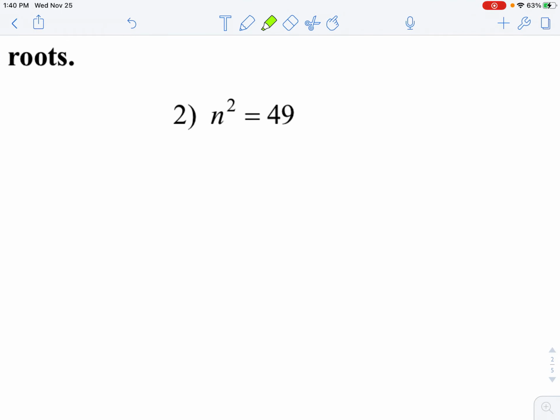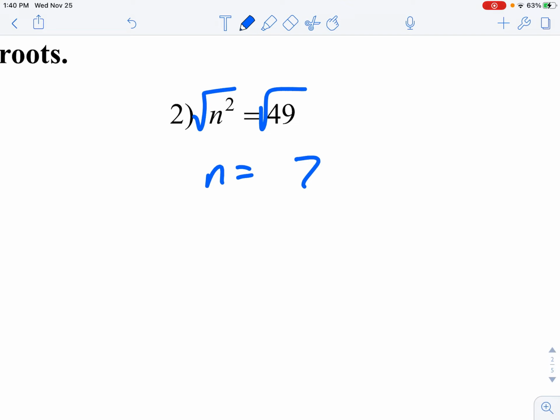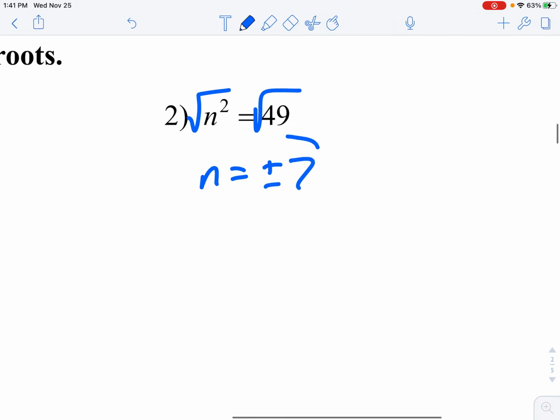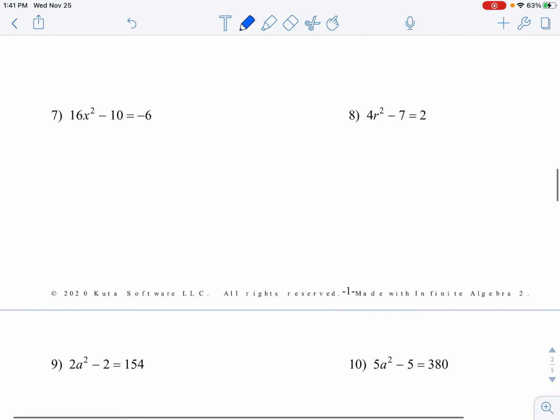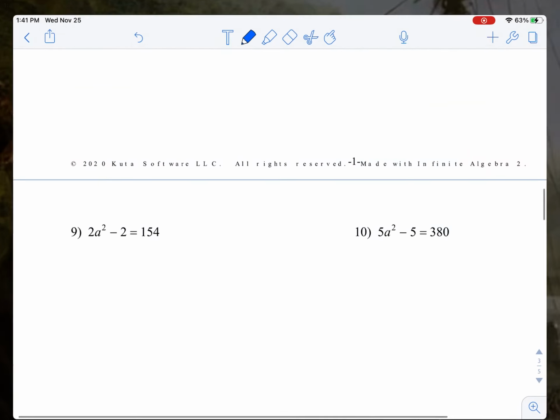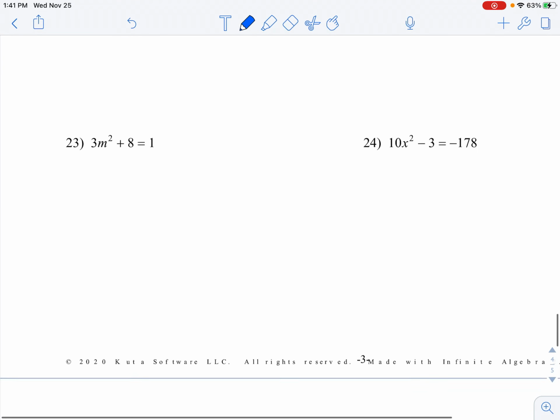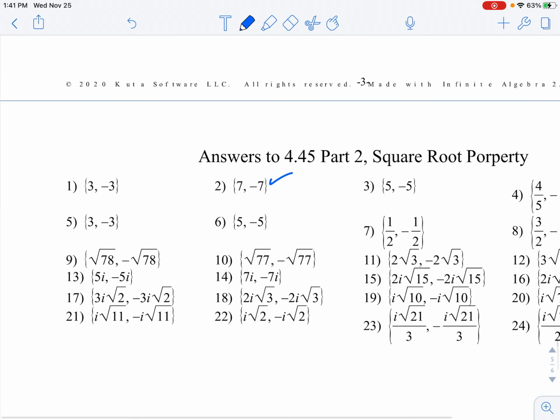Number 2, very simple. N squared equals 49, so you square root both sides. The square root of 49 is 7, but with the square root property, you could get positive 7 or negative 7. Let's go check and see if that's right. So number 2, negative 7 and positive 7 right there.